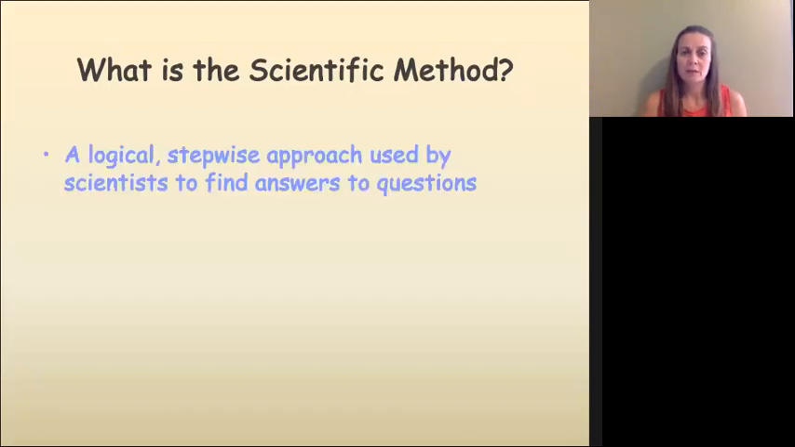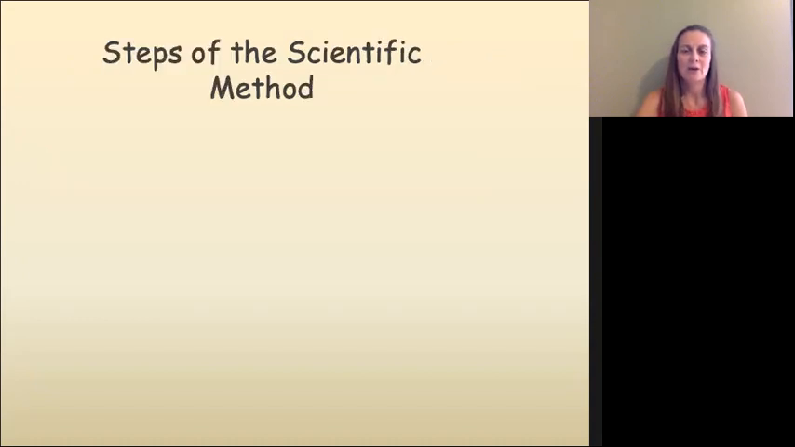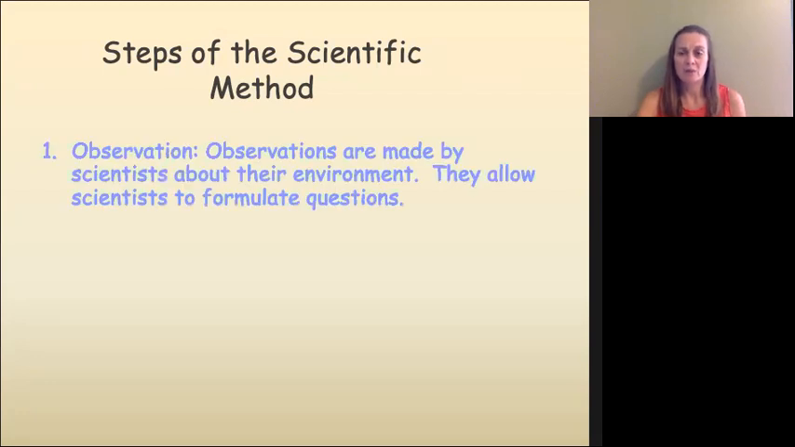So the scientific method is just a logical, stepwise approach that scientists use to find answers to questions. Since it's a stepwise approach, it makes sense to talk about the various steps that we're going to take in the scientific method. It's important to understand that the scientific method is really not linear. It's really a cycle, and it starts and stops and comes back around to the beginning, but we have to start somewhere. So we're going to start out with making observations.